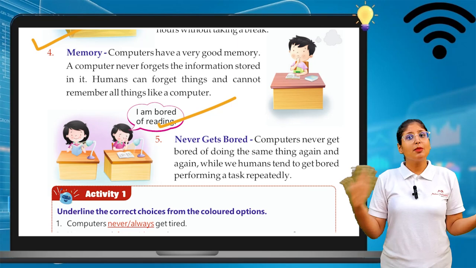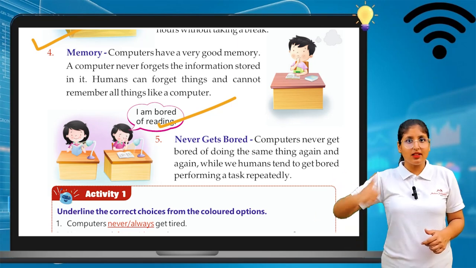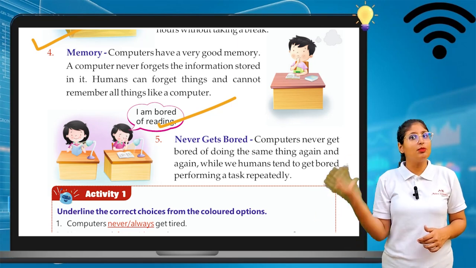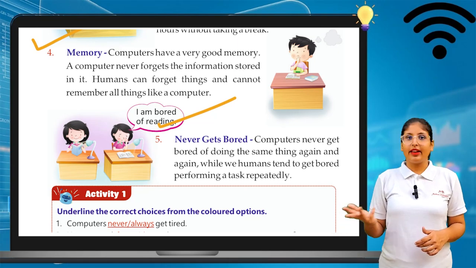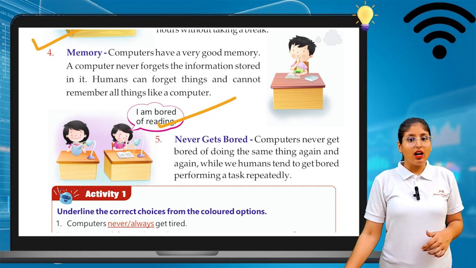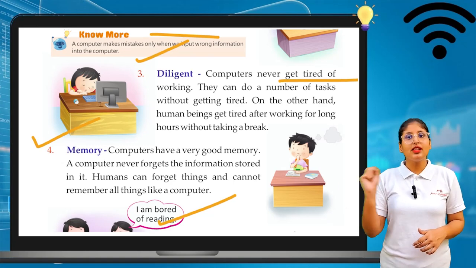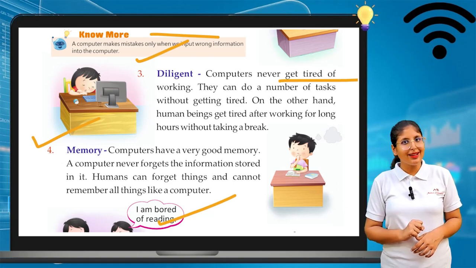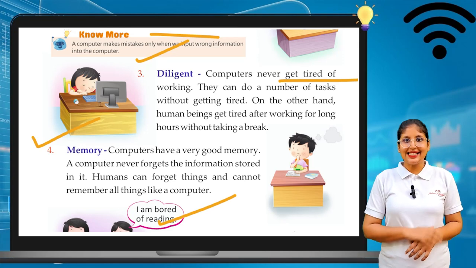So human beings and computers are different in terms of speed, accuracy, memory, and never getting bored, or we can say diligence. So these are the differences between human beings and computers. I am hoping this is clear to you.